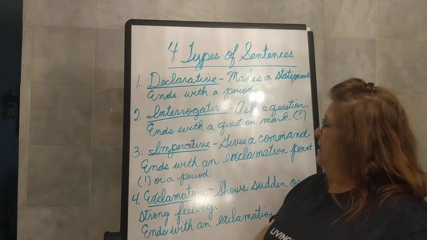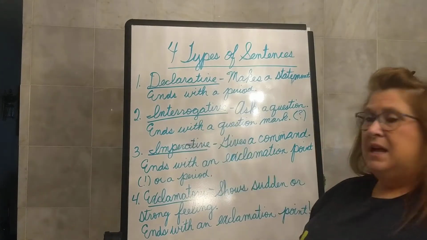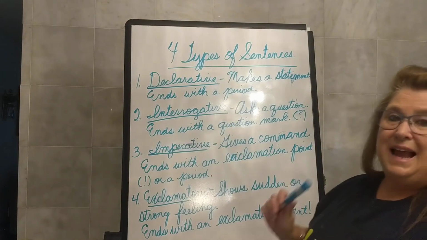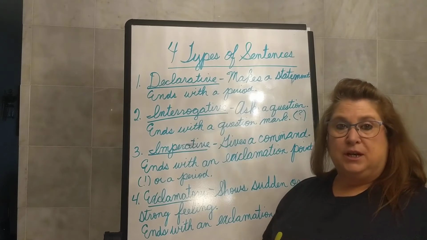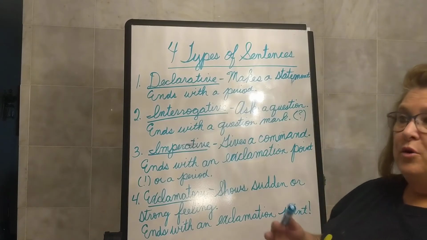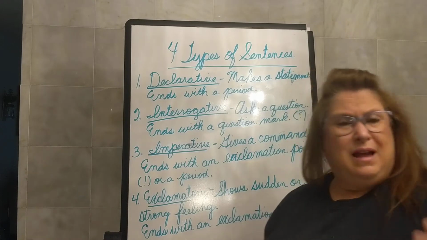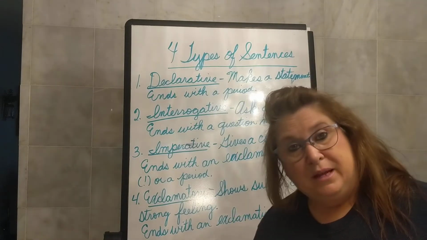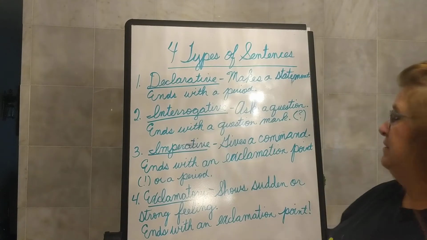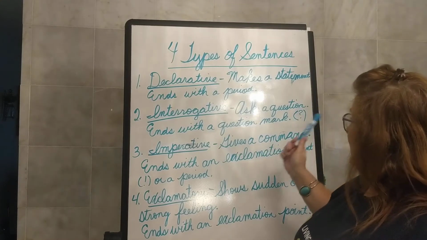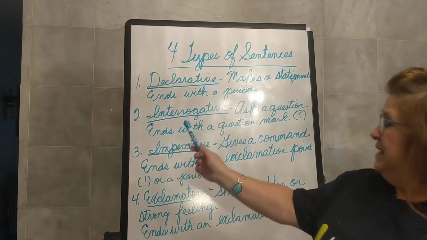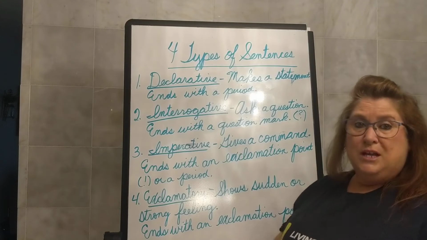Next, we have an interrogative sentence. An interrogative sentence asks a question. What time is it? What are we having for dinner? Do you like pizza? Do you have a pencil? These are all interrogative sentences. They are asking a question. An interrogative sentence ends with a question mark.